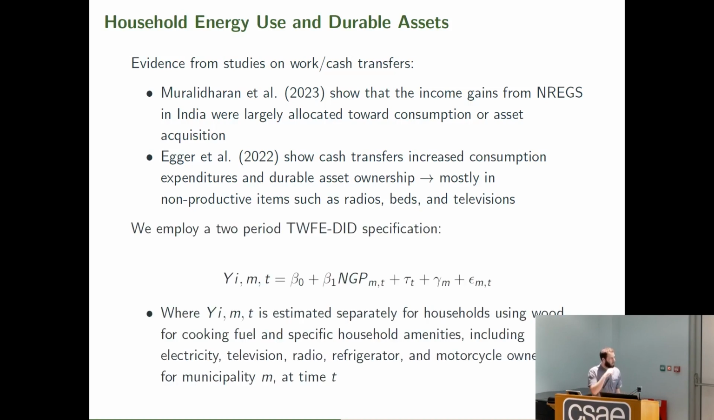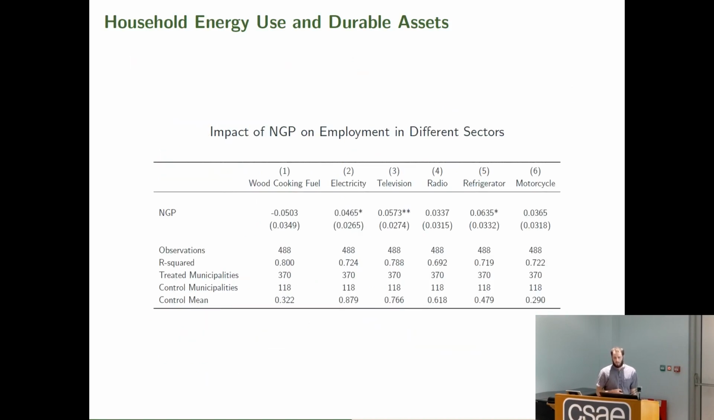Okay. So again, we're just going to look at the effect of the NGP on household outcomes. So we're employing this two-period, two-way fixed effects model. And what we find is that there's increases in electricity in NGP municipalities. There's increases in television expenditures. And there's also increases in individuals buying refrigerators.